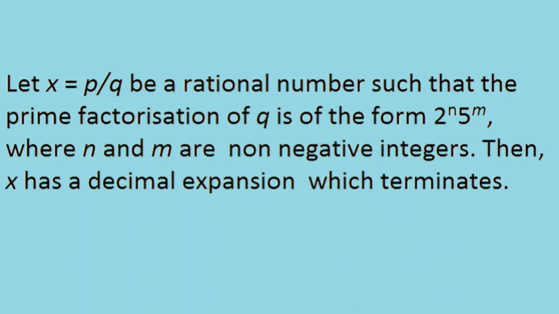Our next theorem is theorem 1.6. It says, let x equals p by q be a rational number such that the prime factorization of q is of the form 2 raised to power n into 5 raised to power m, where m and n are non-negative integers. Then x has a decimal expansion which terminates. This theorem is actually the converse of what we did in the previous case. In the previous case, we saw the rational number where the denominator was a power of 10, and it terminated. That was a terminating decimal.